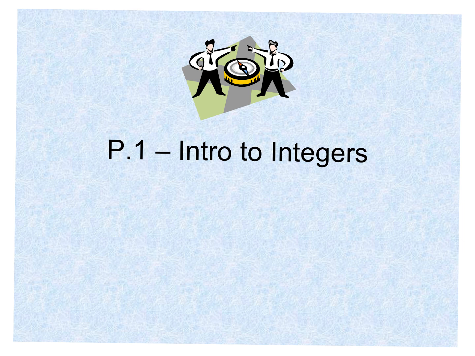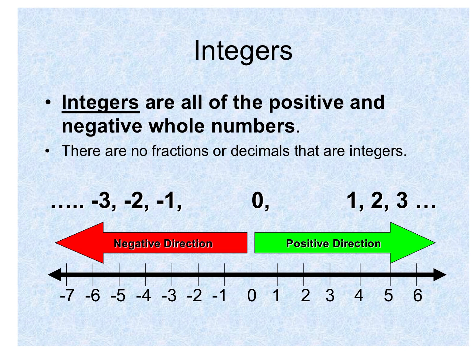So this is review for a lot of you, but just to make sure we're on the same page, I'm going to cover it piece by piece. So this section, this P.1 section, is going to be Intro to Integers. All right, so starting with the definition of integers, integers are all of the positive and negative whole numbers. Whole numbers, right? That's your key here, right? There's no fractions or decimals that are integers.